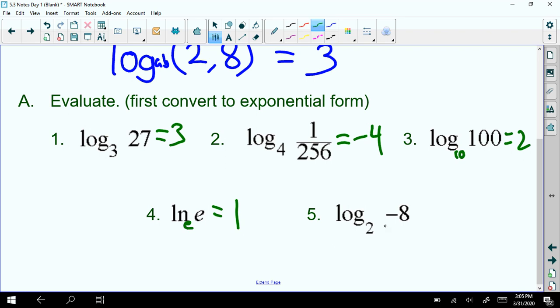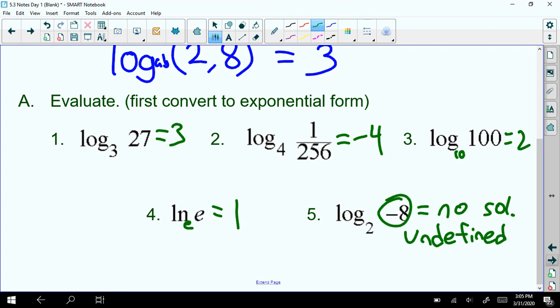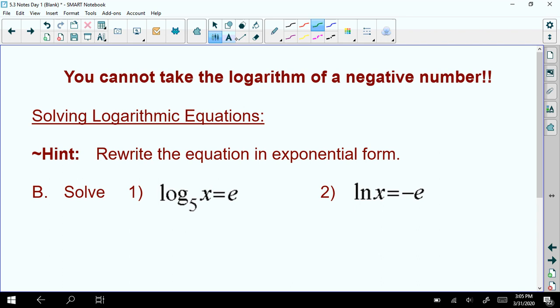And then this last one here is a little bit tricky, and it leads us to our next topic. What power creates a negative number? There's no exponent that will give you a negative solution. So there's no solution to this. It's undefined. Because it's a negative. Which is exactly what we're saying here. You cannot take the logarithm of a negative number. It's not in the domain, which we're going to talk about on the next slide.